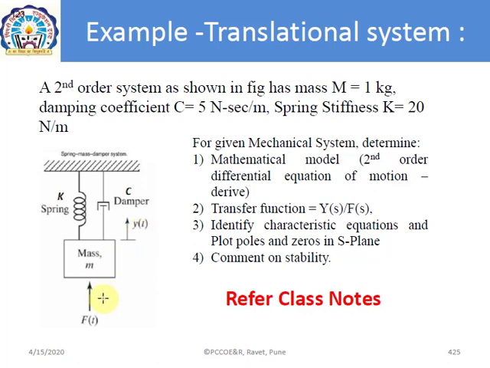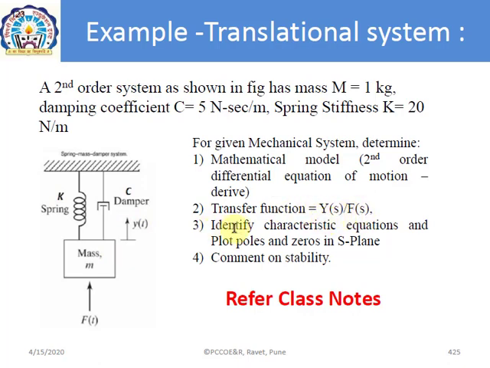But what we are assuming here is that F(t) is a step input function, and we are just trying to understand how the system responds for a given step input function. Okay. So we are going to determine the transfer function Y(s) upon F(s).